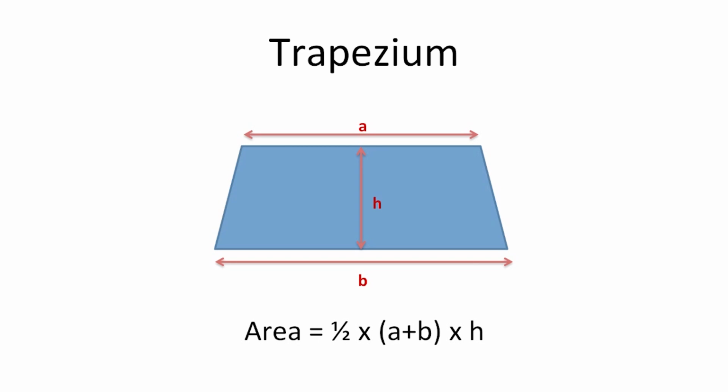And this one's slightly more complicated to work out. We have two parallel sides, sides that don't touch. One is shorter than the other. The shorter one is called A, and the longer one, B. Once again, we need to use this perpendicular height, which we call H. Now the area of a trapezium is given by the formula half times (A plus B) times H. Essentially, that means add the two parallel sides, multiply by the height, and half it.